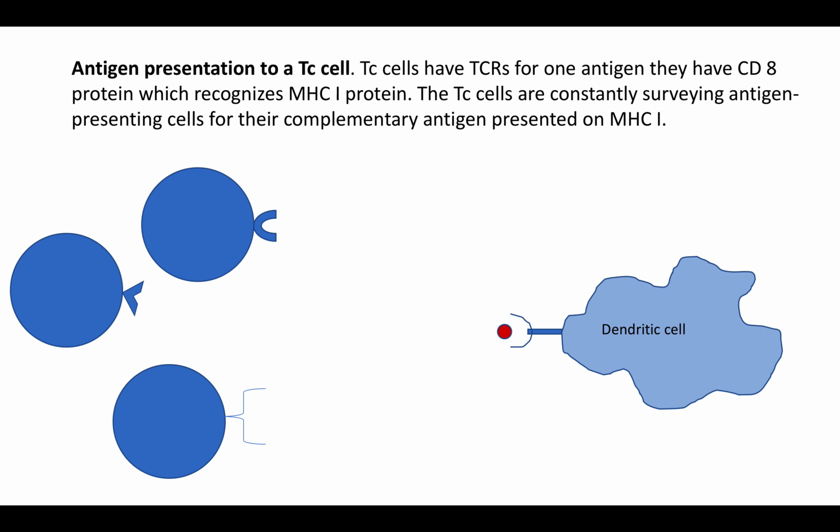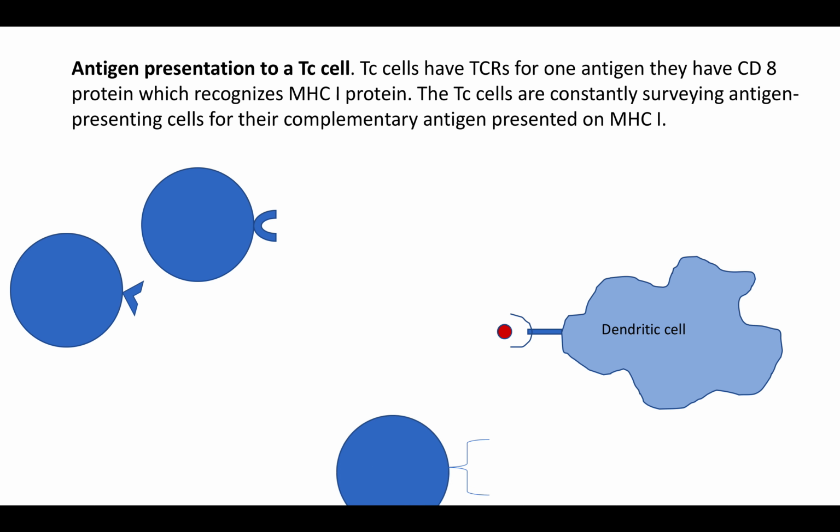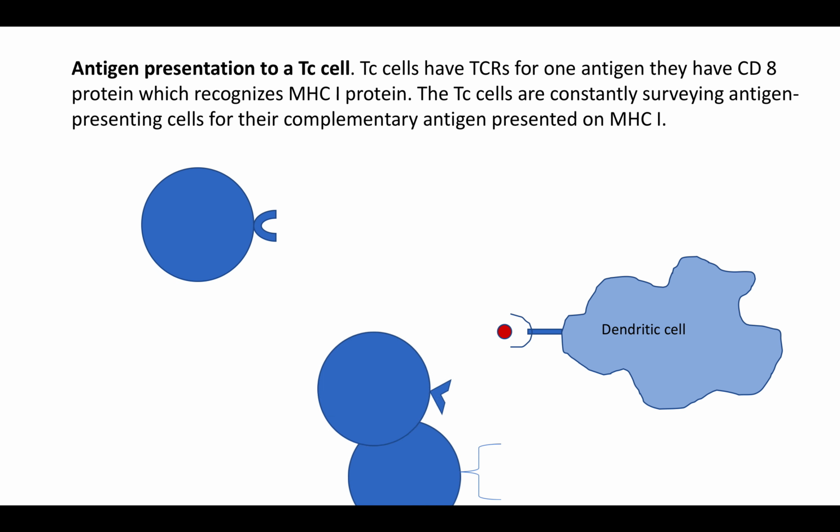Next, we have antigen presentation to a cytotoxic T cell. Cytotoxic T cells have TCRs, or T cell receptors, for one antigen. They also have CD8 protein, which recognizes the MHC1 protein. These cytotoxic T cells are constantly surveying the antigen-presenting cells for their complementary antigen.